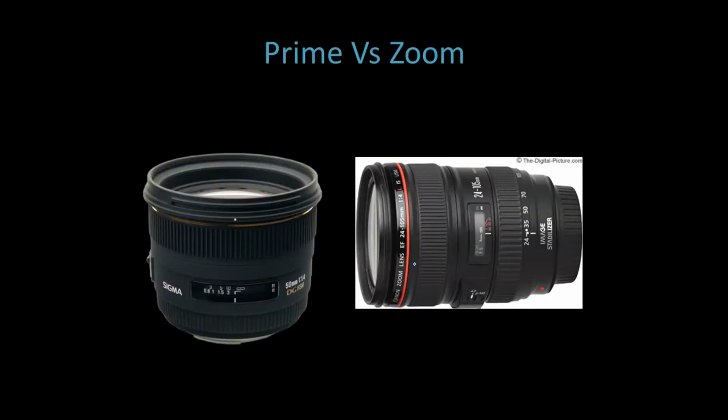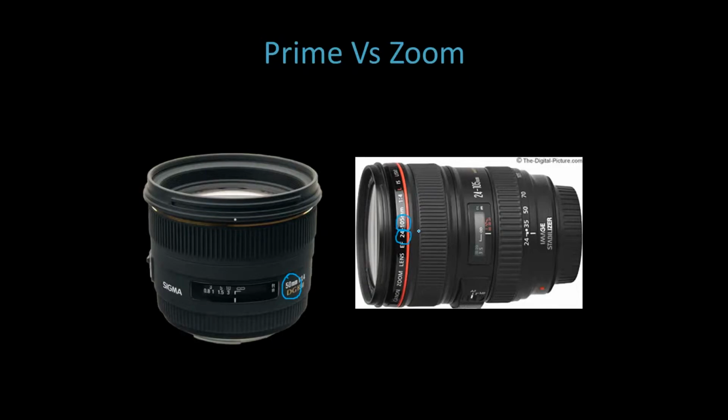You have two different kinds of lenses. You have prime lenses. They have a fixed focal length. So this lens on the left is a 50mm lens. That's all it is. The one on the right is a zoom lens, so it can be a 24mm lens, or it can be anything up to a 105mm lens.